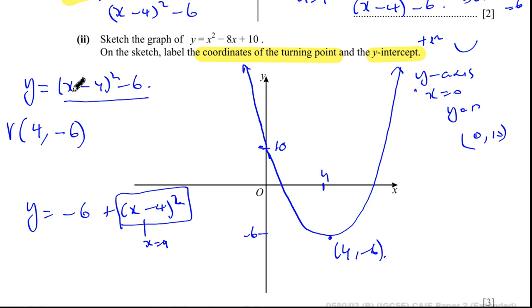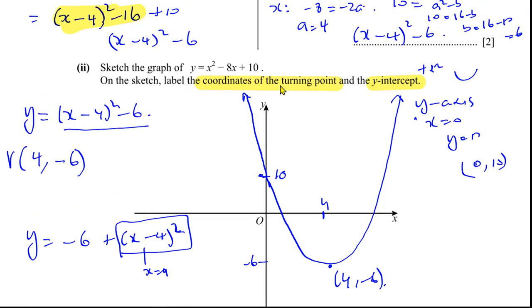You just put the value of x that makes the bracket 0, and whatever's left on the outside, that's the y coordinate of the vertex. So there's the answer to part 2. That's all, part A is complete.